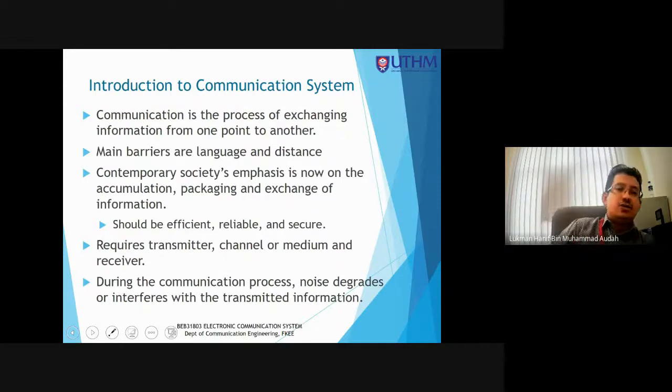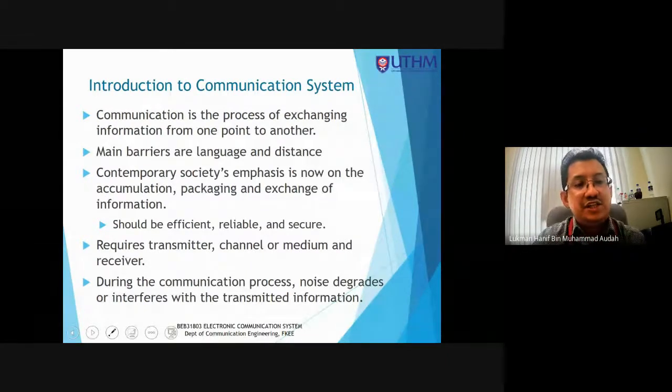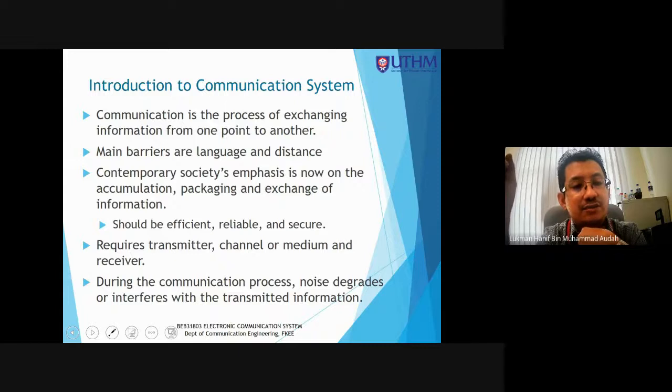Okay, so communication is the process of exchanging information from one point to another. So kita sebenarnya ingin bertukar information daripada satu point kepada point yang lain. The main barriers are the language and distance. So contemporary society emphasis on how the accumulation, packaging, and exchange of information should be efficient, reliable, and secure. Okay, so secure, we can only focus on the secure in the digital communications. Tetapi dalam analog, dia tidak secure kerana tidak ada proses yang khusus untuk security punya part. That one is more for the digital communications.